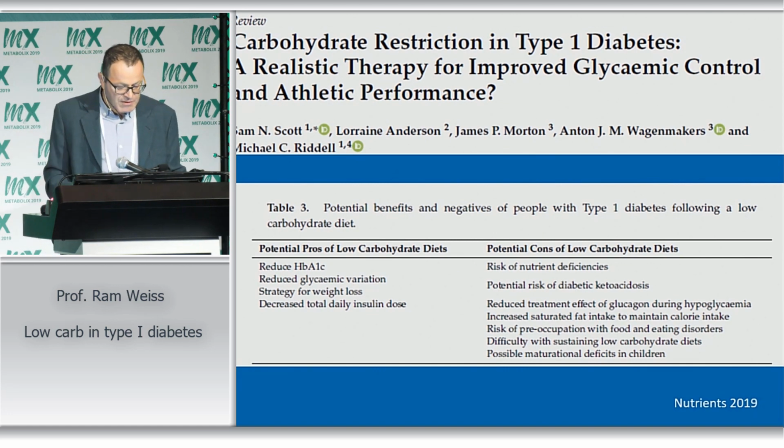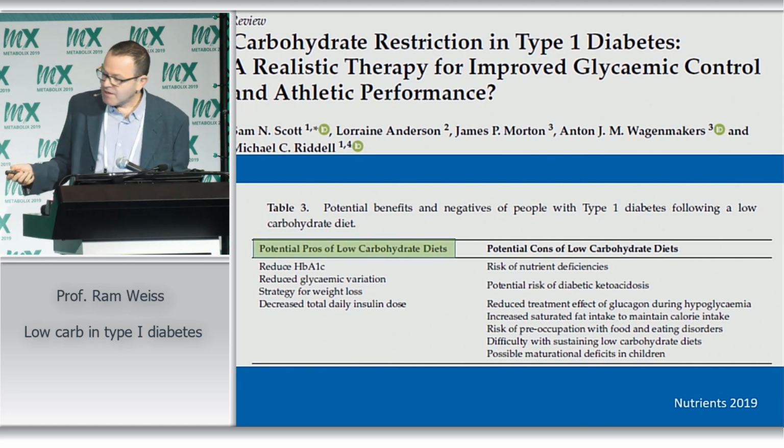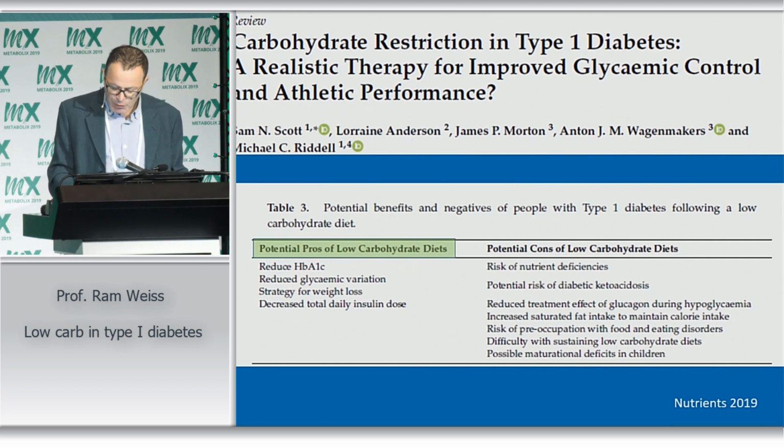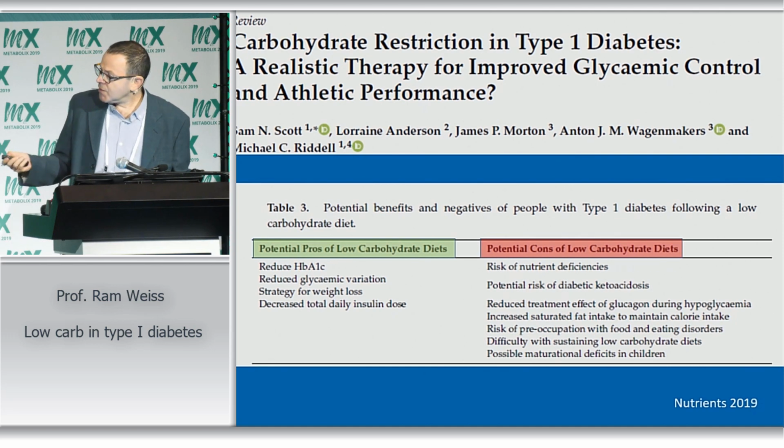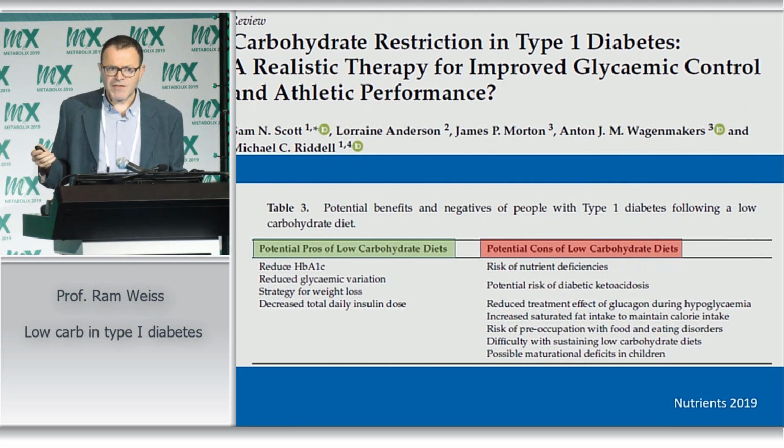So I'll finish with this. The potential pros of the low-carbohydrate diets: reduce A1C, reduce variation, maybe weight loss, probably reduce the total insulin dose. There is a risk of nutritional deficiencies. You have to add supplements for the patients. The risk of ketoacidosis, nobody has quantified this, but I've seen it happen, and it's nasty. I wouldn't try that at home.